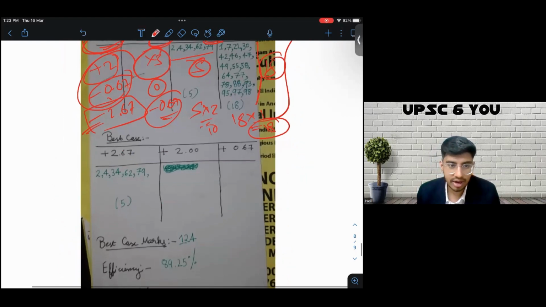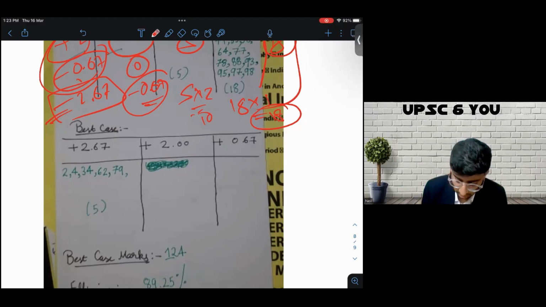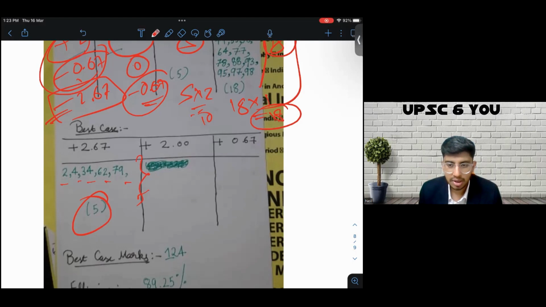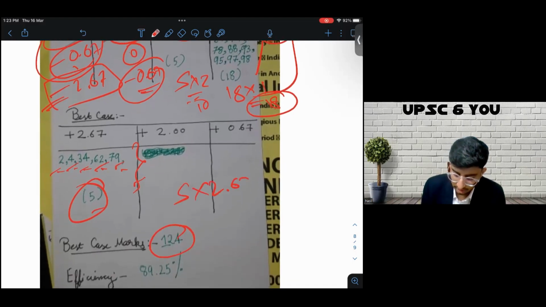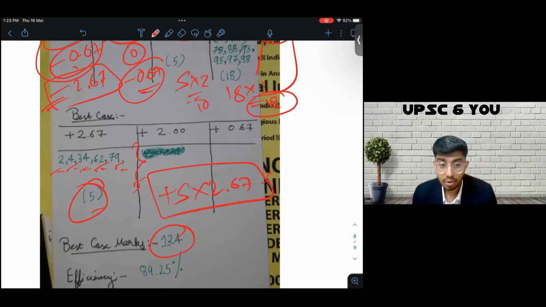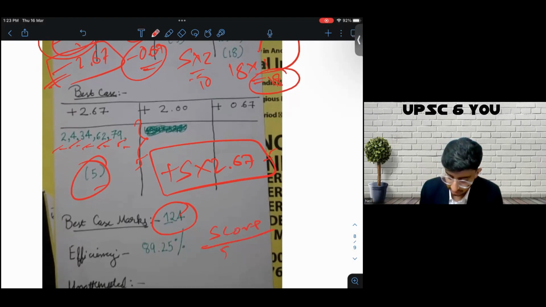Then finally, the third layer of analysis is finding out how much I could have scored so that I stay motivated. There were a total of 5 questions I could have gotten correct with slight tweaks, maybe better application, or maybe there was information I was not able to recollect. Total questions 2, 4, 34, 62, 79, 5. So the best case would have been 124, 5 into 2.67. This was the additional score I could have gotten. Then I divide the score I have gotten by the best case, and this is the efficiency. You will never get 100% accuracy. Anything over 85% is acceptable.